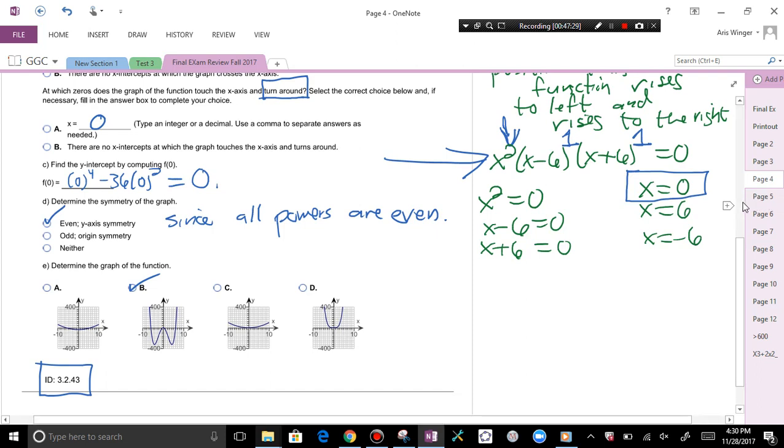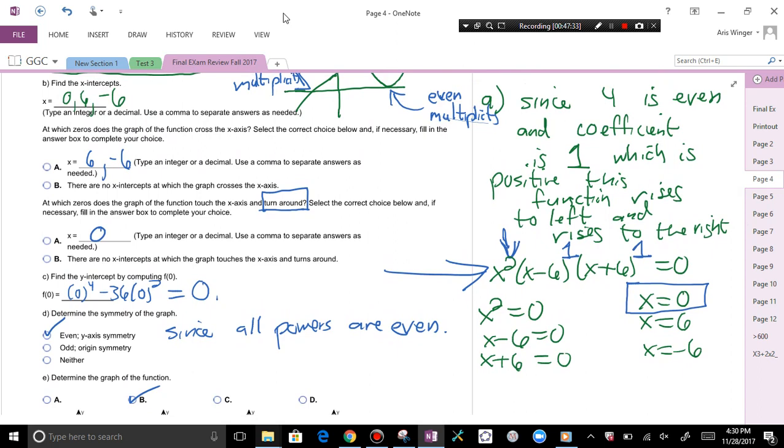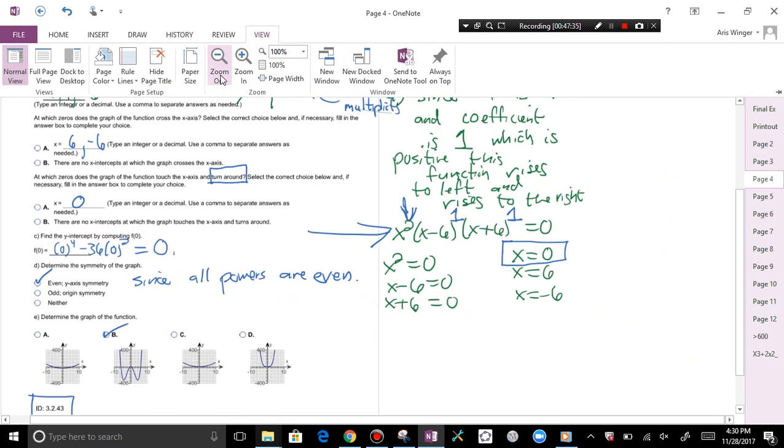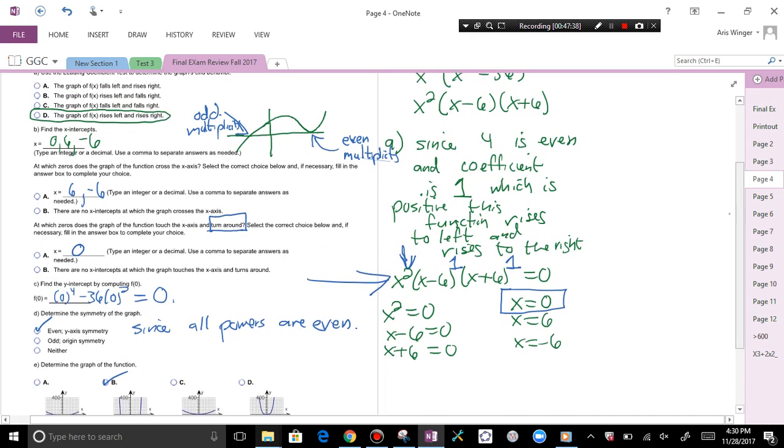Can you zoom out? Absolutely, I can scroll up or zoom out. Zoom out, thank you. Just a little.